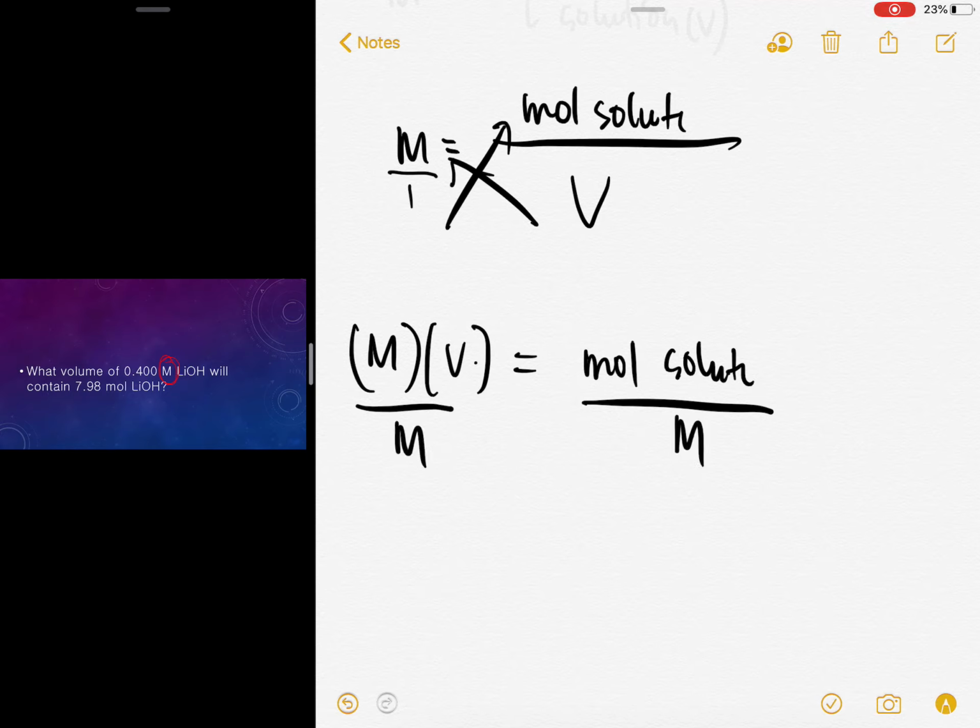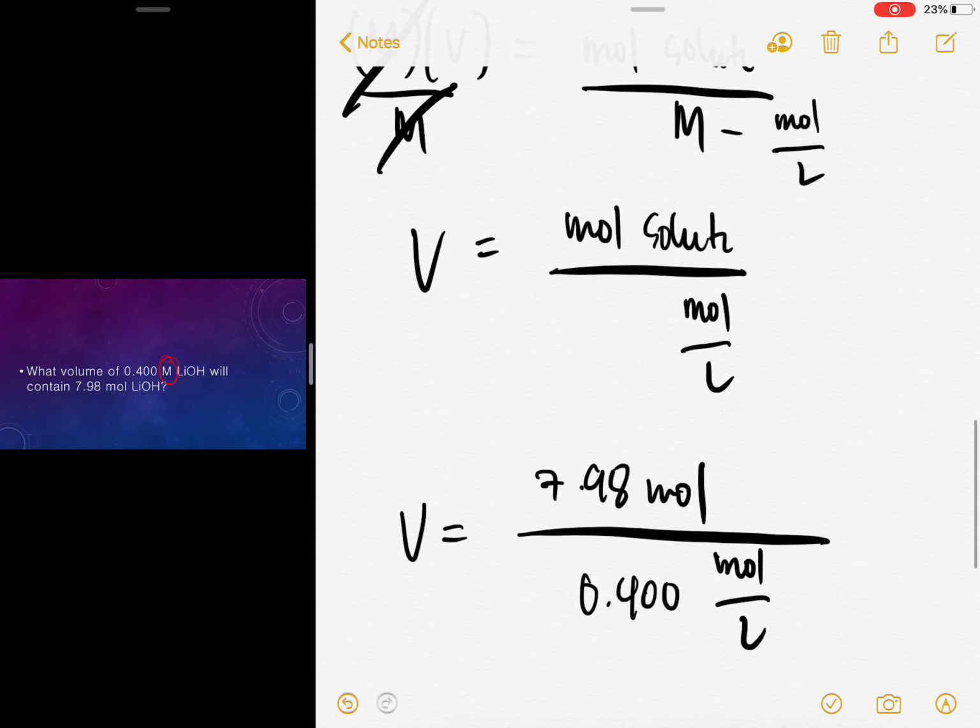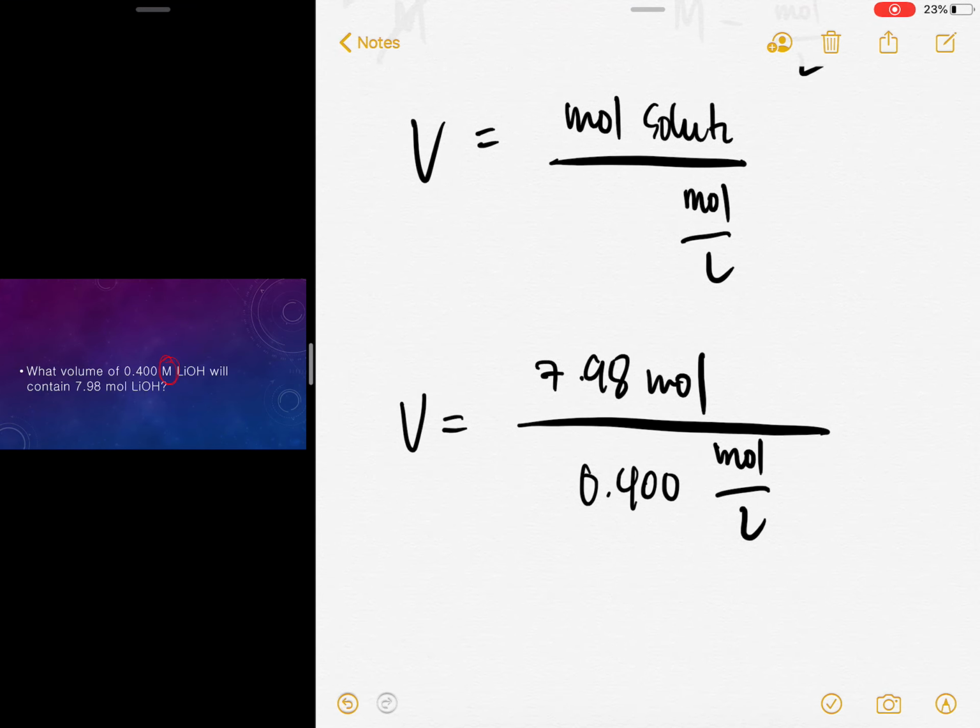Volume is now equal to the mole of solute, 7.98 mole of your lithium hydroxide, over mole per liter of what? 0.400. Ayan, 0.400 molar, no? So, pinalitan ko lang, mas in-emphasize natin yung units involved. So, it's mole per liter para makita natin yung cancellation ng unit. So, volume is now equal to 7.98 divided by 0.4. That is 19.95 liters. Very easy. So, that means you need this volume in order to make a solution of this concentration containing this specific number of moles.